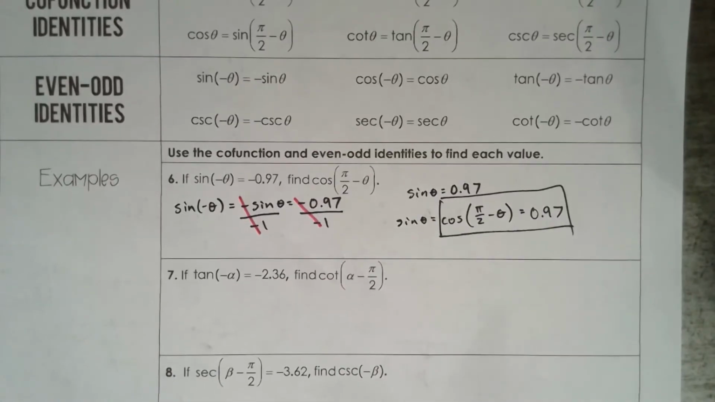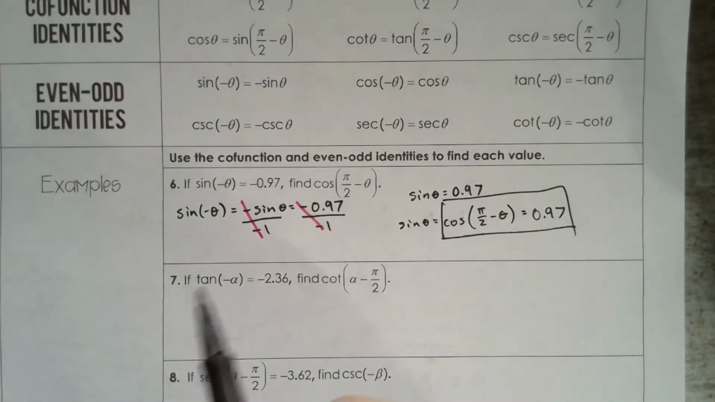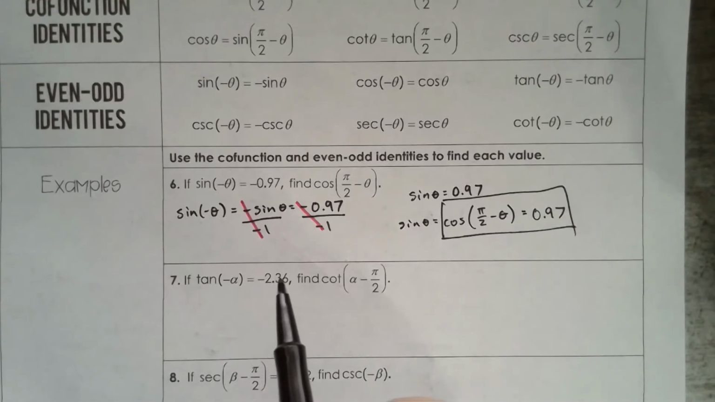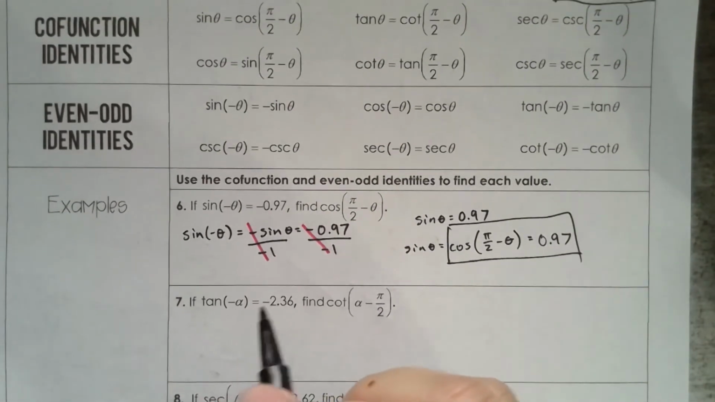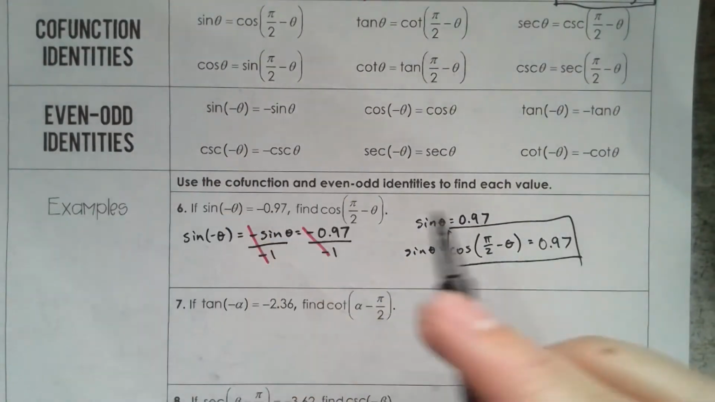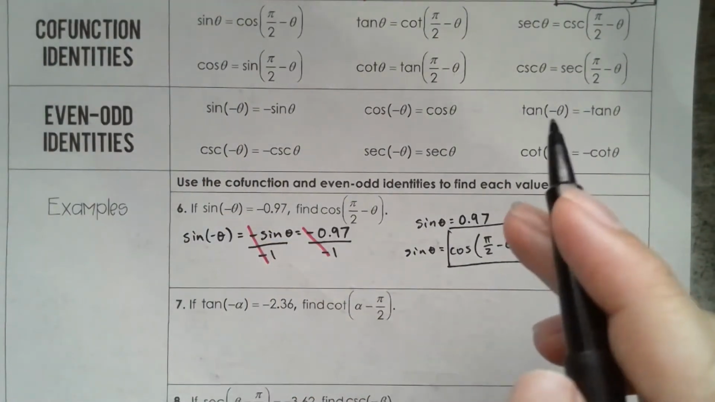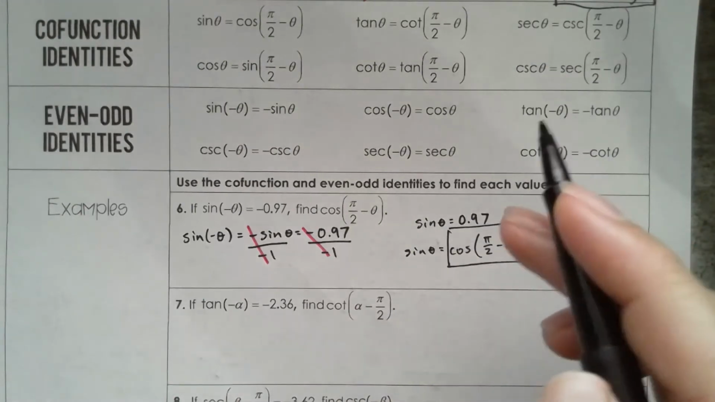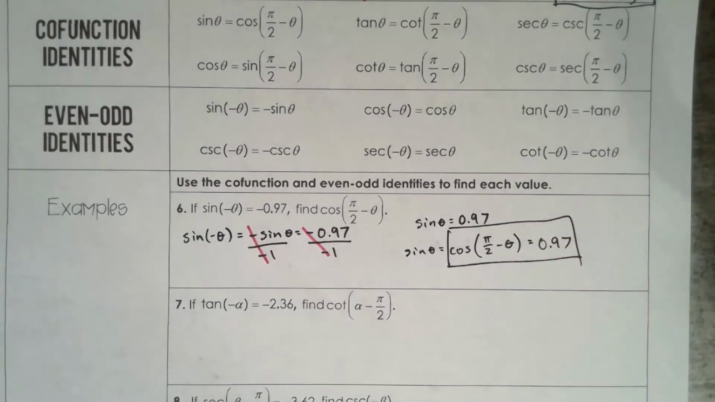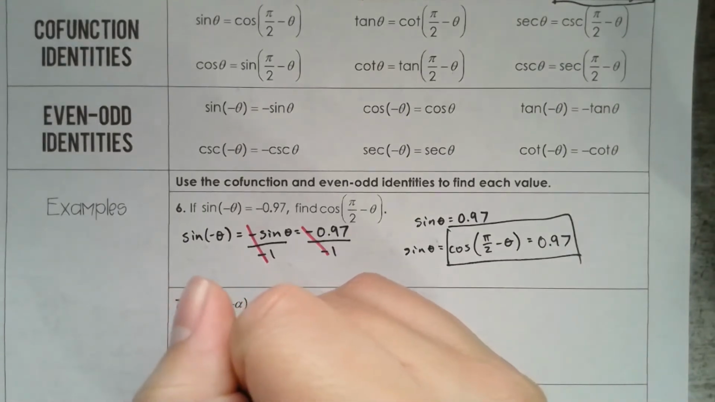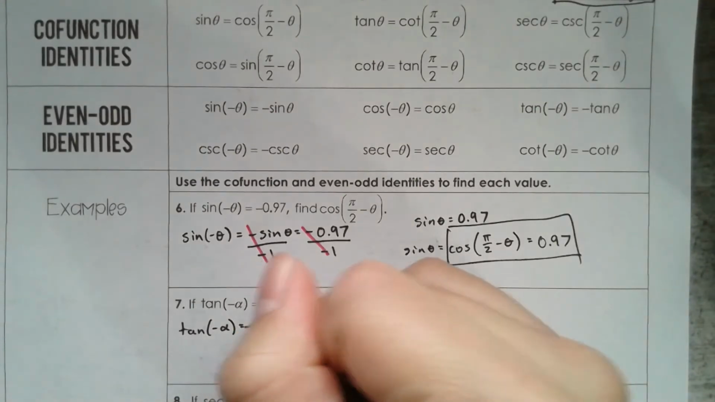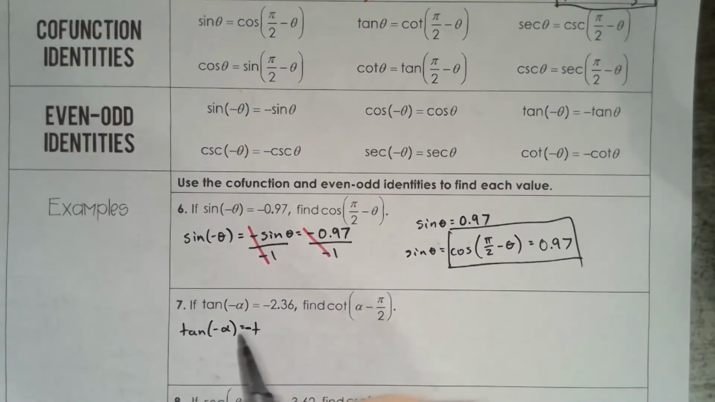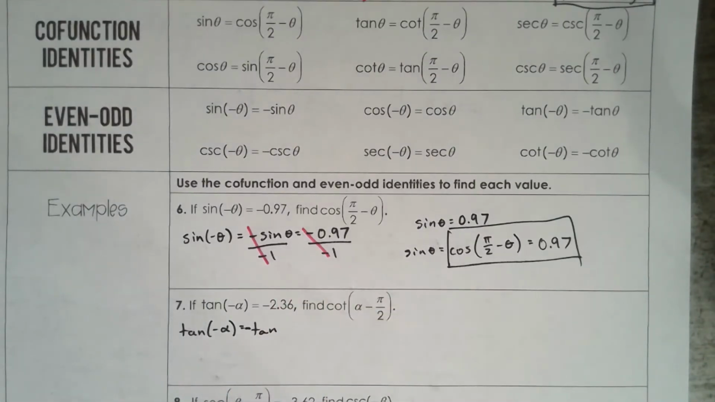Okay. Next one. If tangent negative alpha is negative 2.36, find cotangent alpha minus pi over 2. Tangent negative alpha is this. Go to the even and odd identities. Here's tangent negative theta, that's the one we have here, the negative angle. That's equal to negative tangent theta. So then tangent negative alpha is negative tangent alpha, which is negative 2.36.